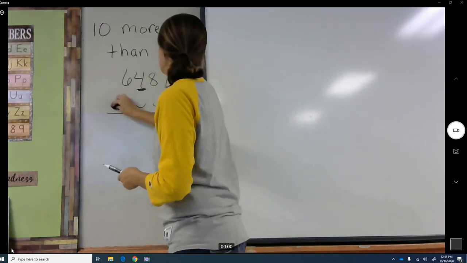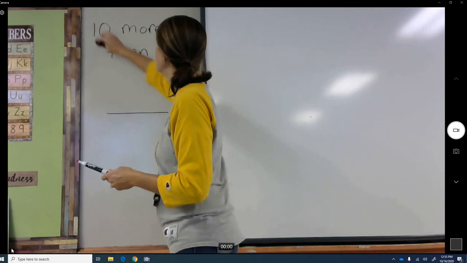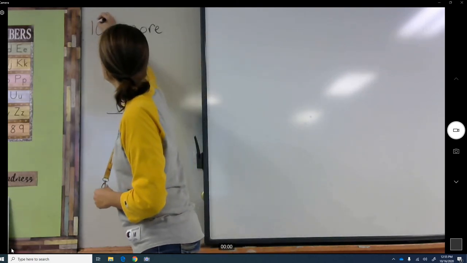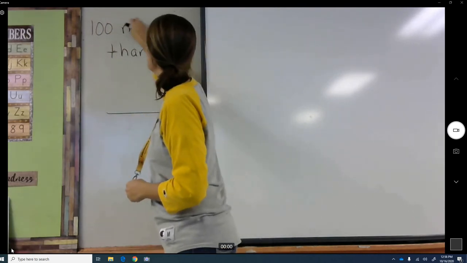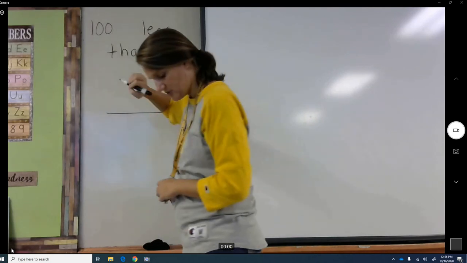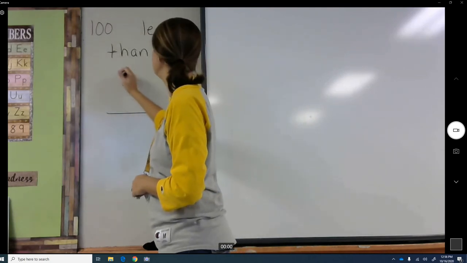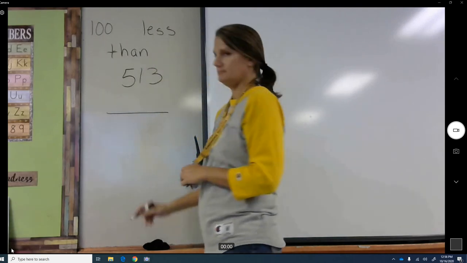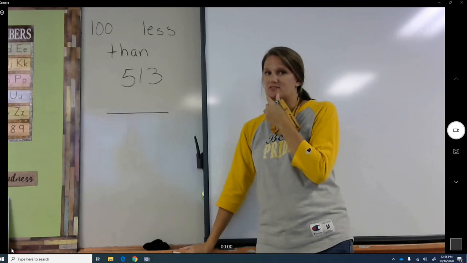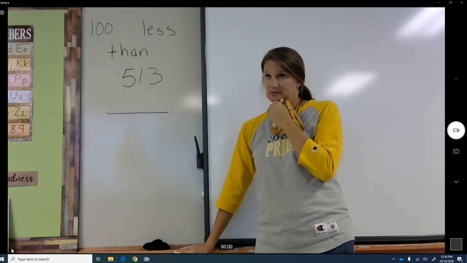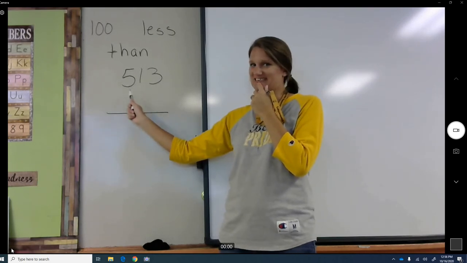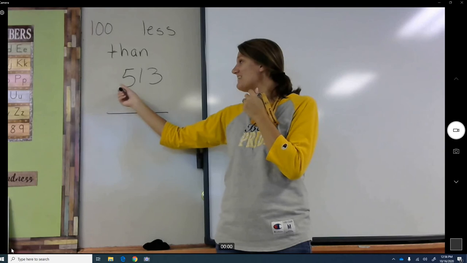All right, let's try another one. And I'm going to do this one straight from the book. This one says, number 2 says, 100 less than 513. So this time, I have to have 100. Which one's the hundreds? Which one's the hundreds? Good, it's the 5s in the hundreds.